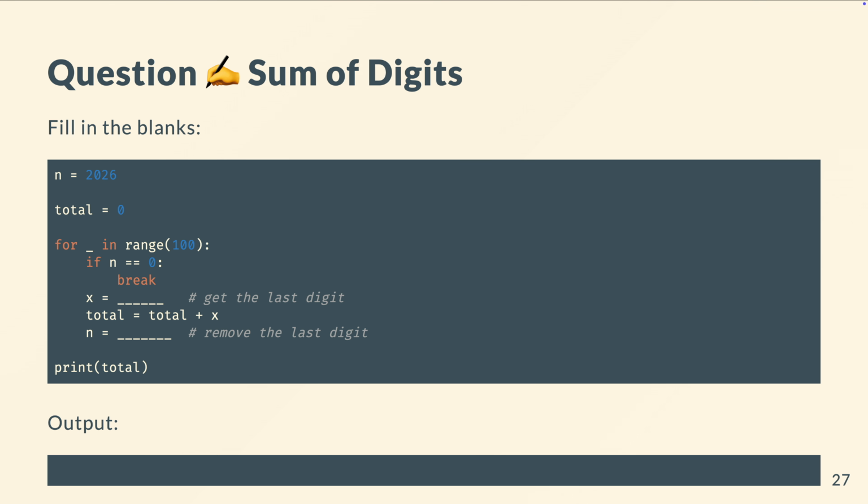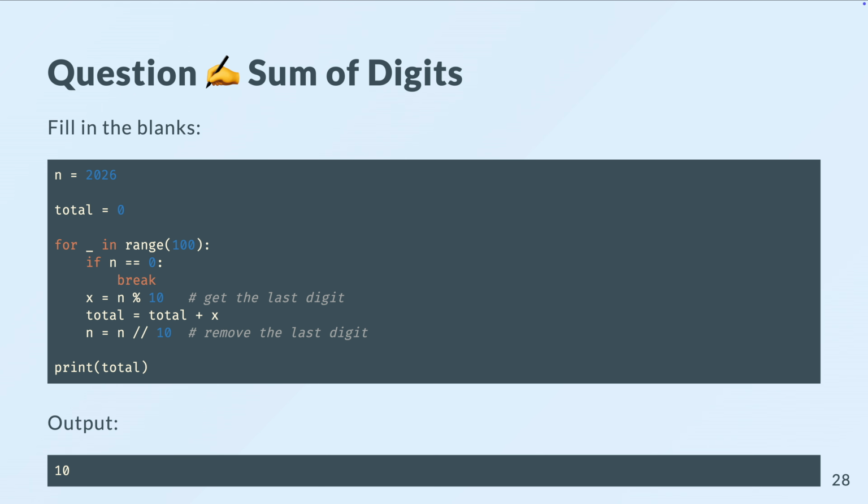Now it's your turn. We want the sum of digits of 2026. There are 2 blanks. One blank is for getting the last digit. The other blank is for removing the last digit. Pause the video, fill in the code, and try to predict the final printed answer.